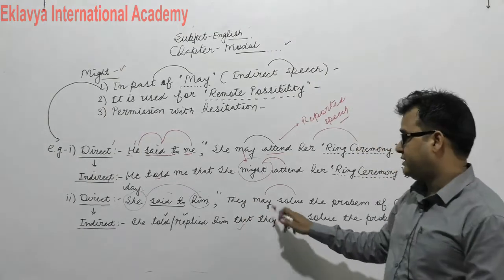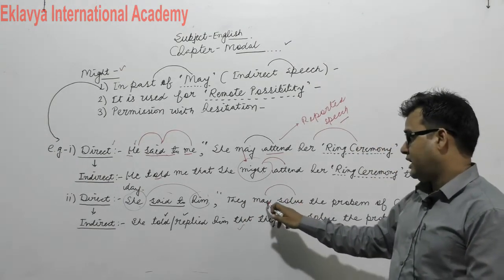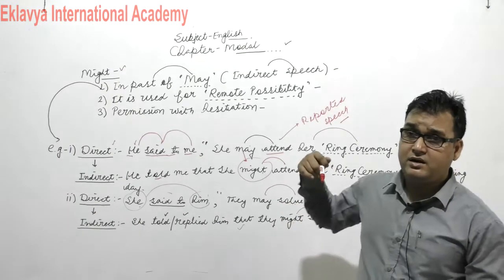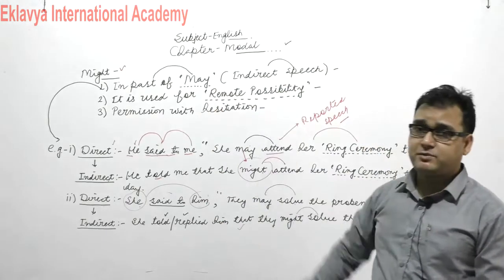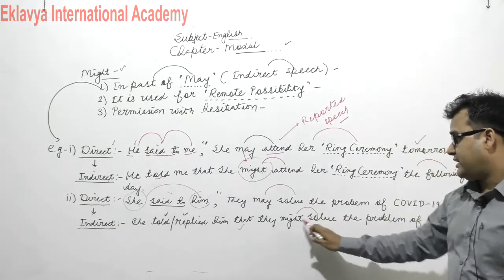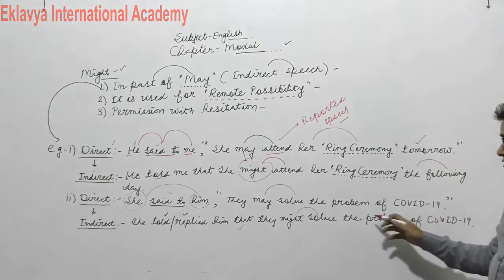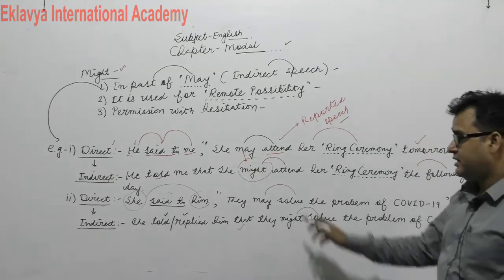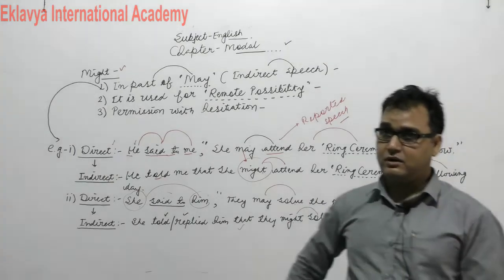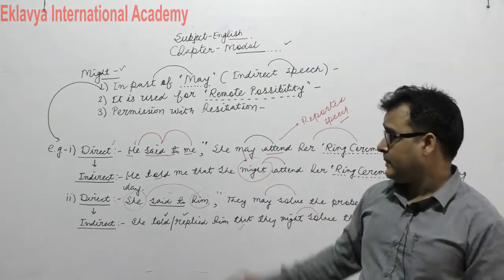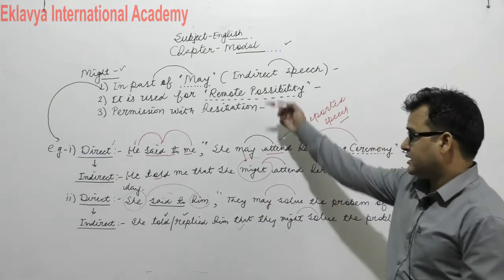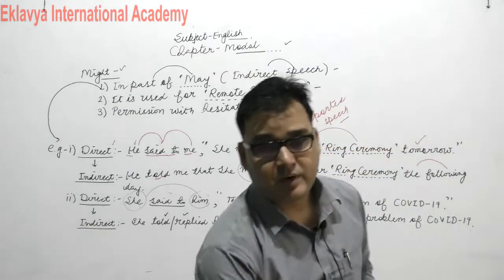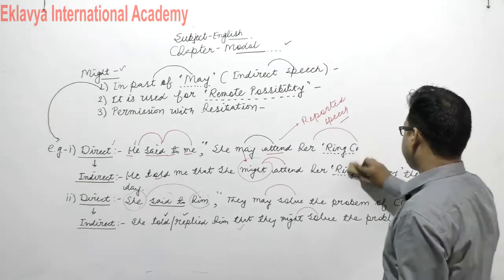Third person again we have they. May plus first form will change into might plus first form, as per the rule of narration. So they might solve the problem of COVID-19, because there is no need to change anything extra. We have only the problem of COVID-19 here. Solve what? The problem of COVID-19 is an object of the sentence or the reported speech. So these examples basically prove that might is used in past of may in indirect speech. Is that clear? So let's move to the next point to solve the next query.